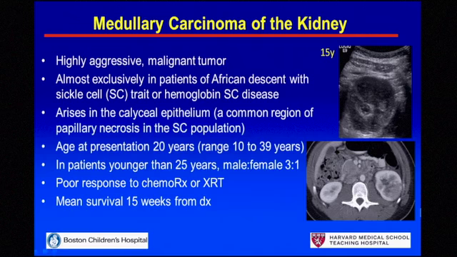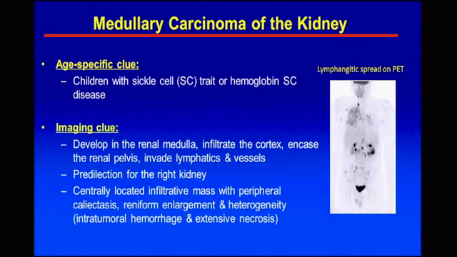And this is an example of a very sad situation where you can see the heterogeneous mass clearly on the ultrasound. It doesn't really deform the contour of the kidney itself very well. Here's the CT correlate. Already there's retroperitoneal adenopathy, and this patient died very shortly after diagnosis.